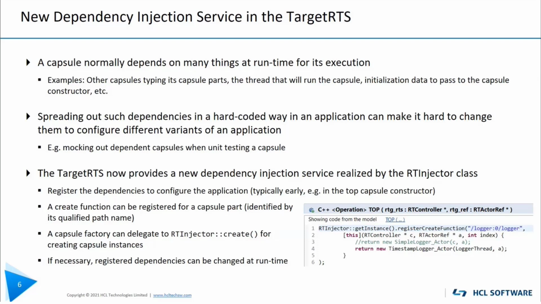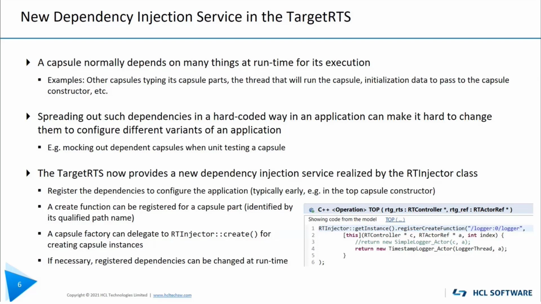And we introduced a new class in the TargetRTS, which we call the RT injector. It can be used for registering dependencies. Typically, you do this early, like in the top capsule constructor that runs at the application's startup. In the picture here, you see how to use it.